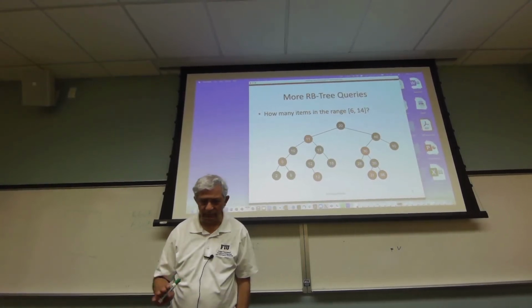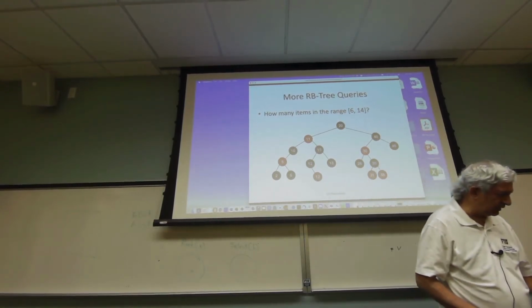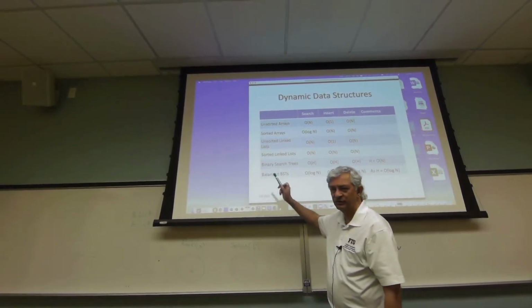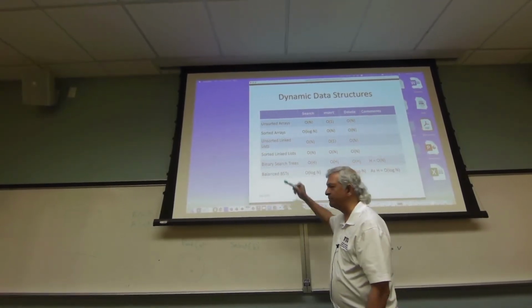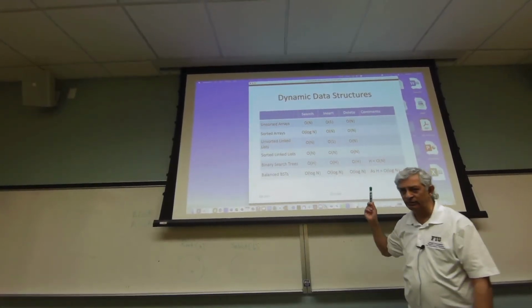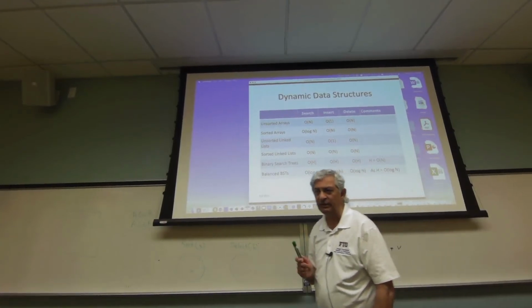And that's why I showed you the previous slide. These red-black trees are balanced binary search trees. Red-black trees are an example of a balanced binary search tree. So it falls in this category where it guarantees search, insert, and delete in log n time.